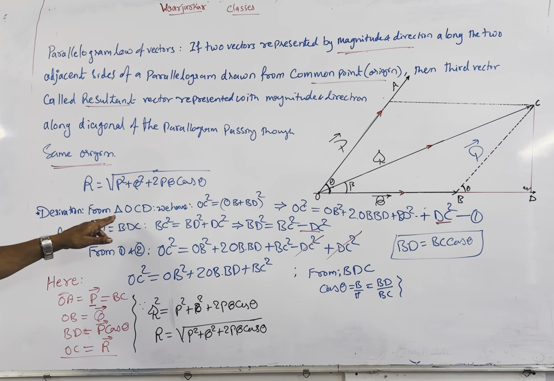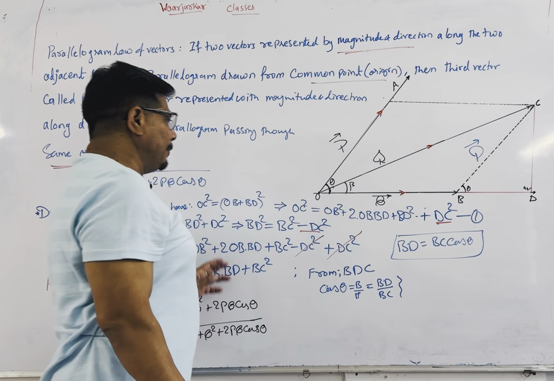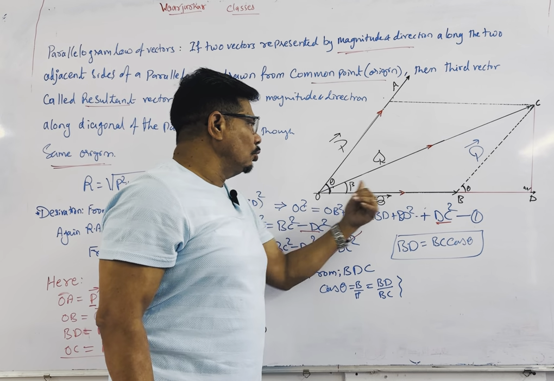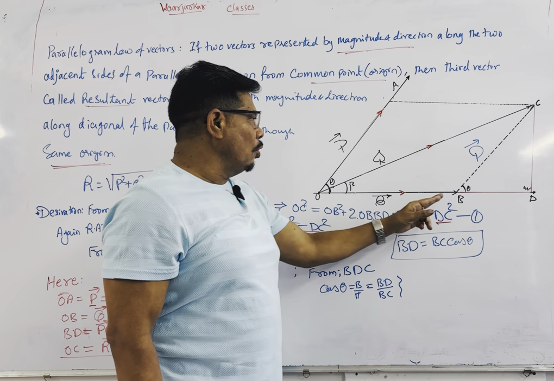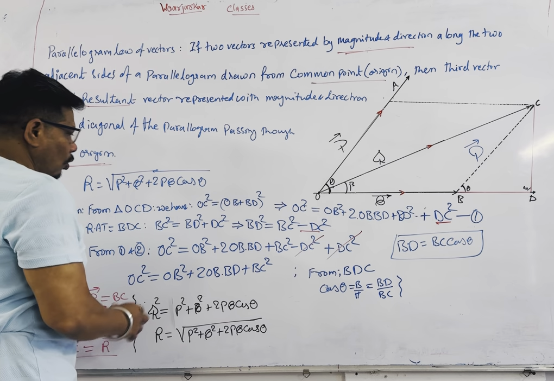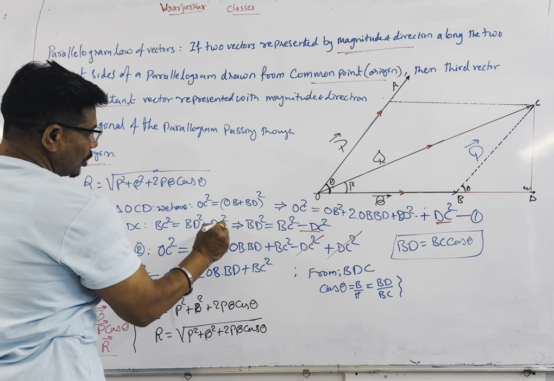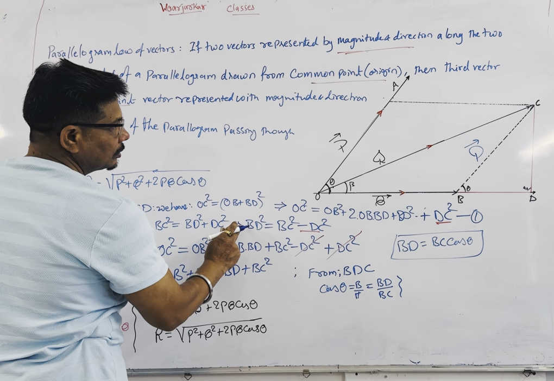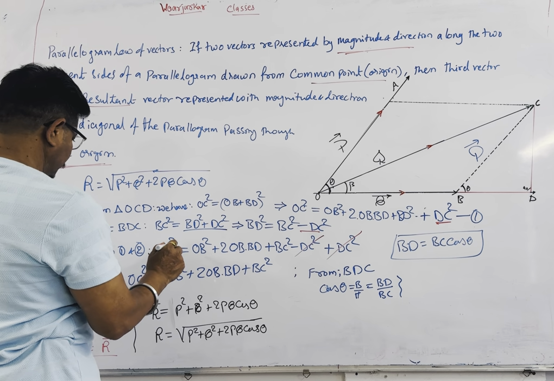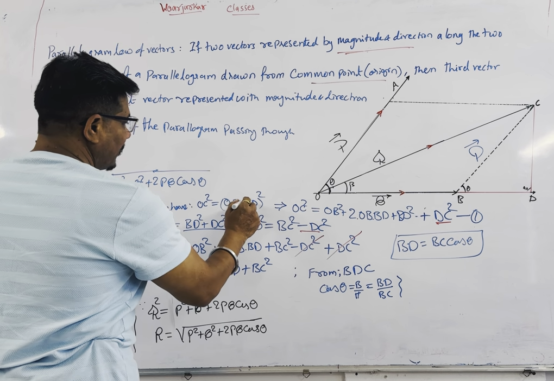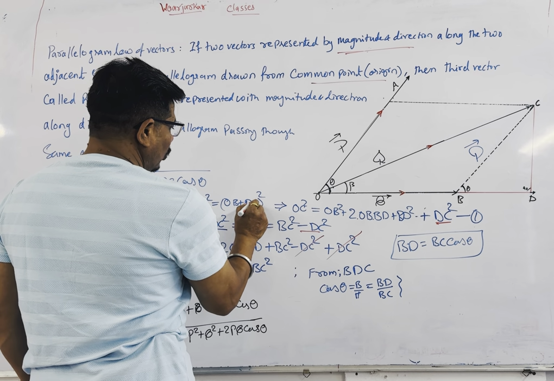So from triangle OCD, hypotenuse square is equal to base square plus height square. So OB plus BD, the whole square. So this is OB plus DB, the whole square. OB plus DC.